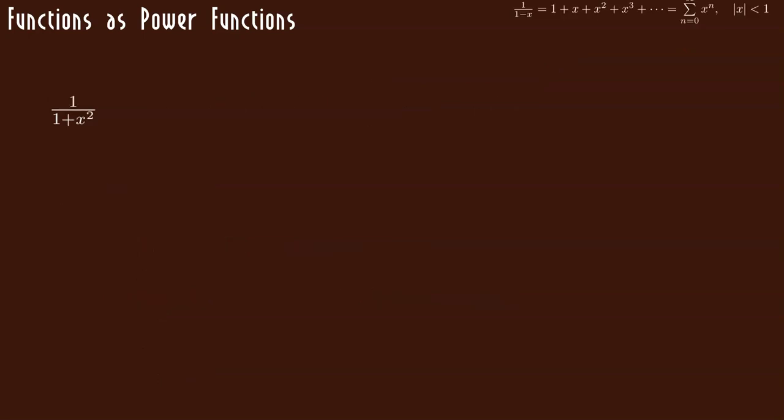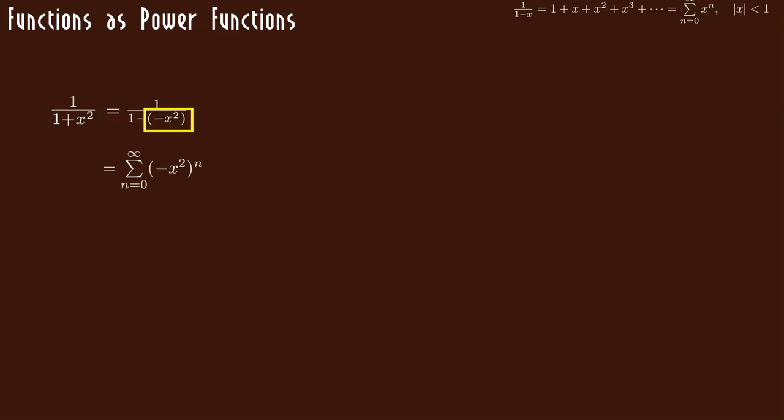Let's try a funkier one. What if I have 1 over 1 plus x squared? I pull the same trick. I write it as 1 over 1 minus a negative x squared. So I have 1 over 1 minus something, and that's my r, that is negative x squared. So that's what I'm going to put into my power series.